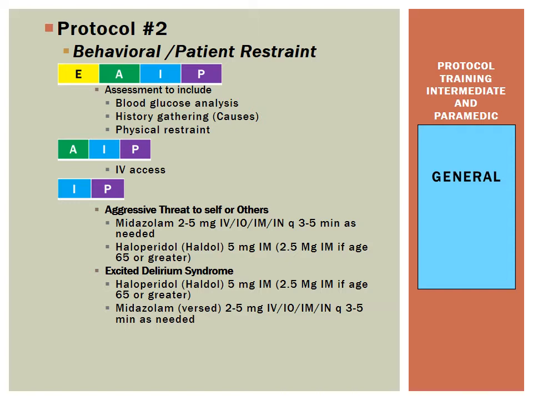Our advanced through paramedic level, IV access if safe to do so, and for our INP level providers, if the patient is aggressive and a threat to self or others, and we are able to restrain the patient, we need to administer midazolam 2 to 5 milligrams IV, IO, IM, IN every 3 to 5 minutes as needed. Or also we have Haldol or haloperidol, 5 milligrams IM, 2 to 5 milligrams IM if age is greater than 65 years old. Now, if the patient has excited delirium syndrome, we want to start off with Haldol. Same dose, 5 milligrams IM, or 2 to 5 milligrams IM if they're over 65 years old, and then Versed, 2 to 5 milligrams IV, IO, IM, or IN every 3 to 5 minutes as needed.